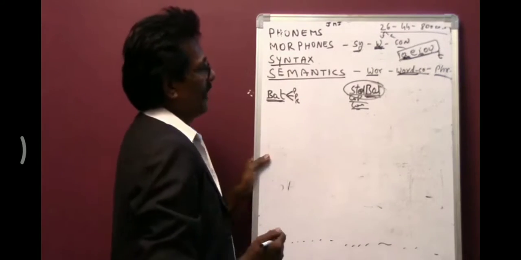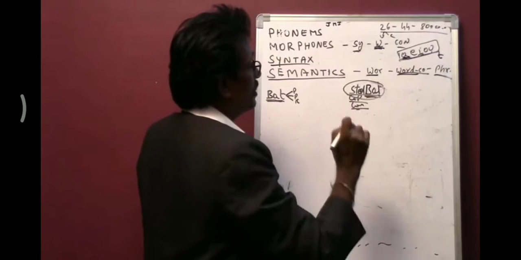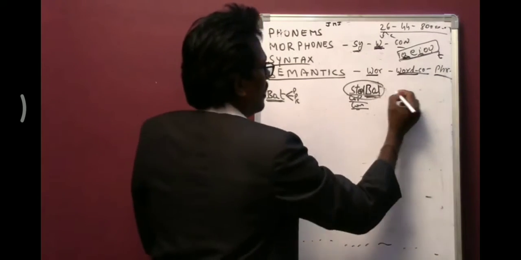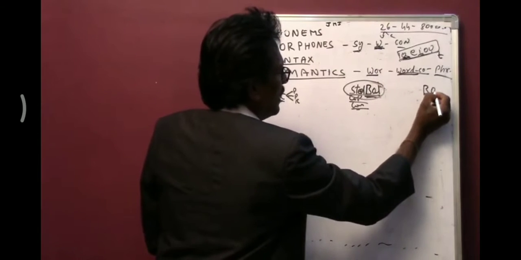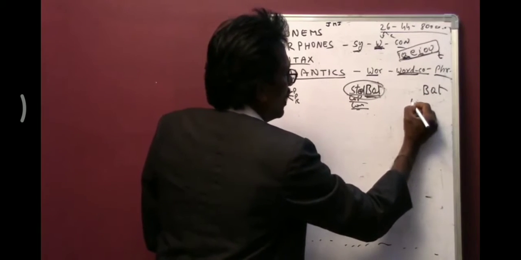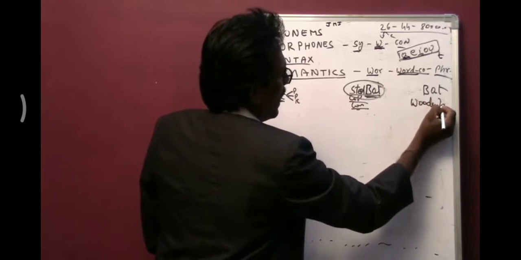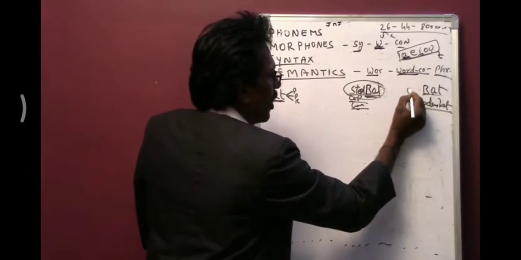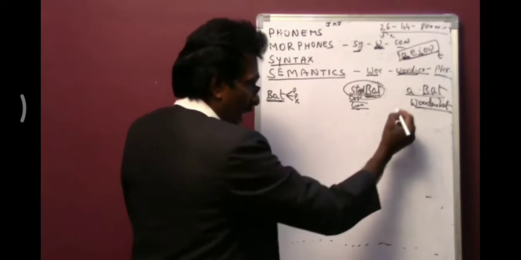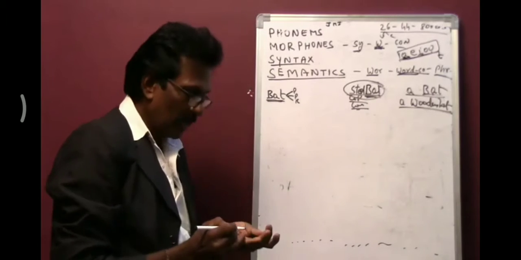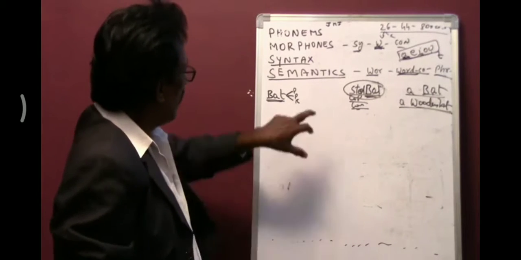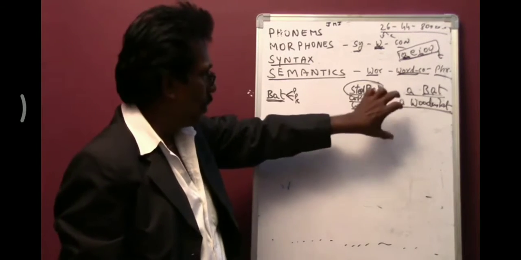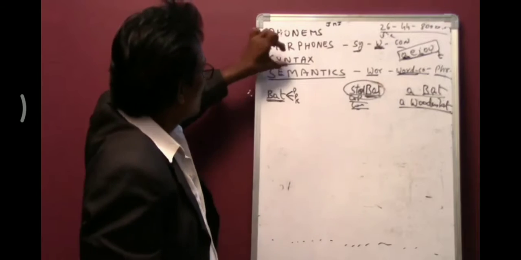And phrase. How to form a phrase? A phrase is a group of words which gives some meaning, to construct a sentence. For example, bat. B-A-T, bat. Then wooden bat. W-O-O-D-E-N, wooden bat. This is a word and this is a compound word. A bat is a phrase, a wooden bat is a phrase. So now you understood how to form words, then compound words and phrases. These two are very helpful to form syntax.